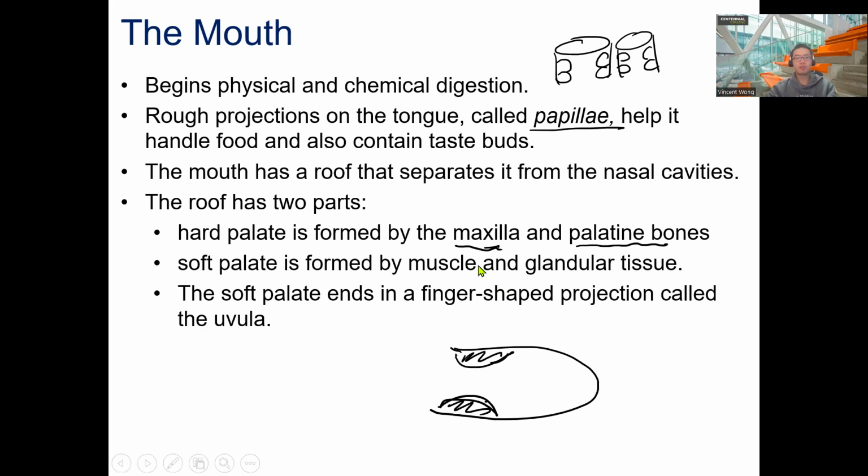But the soft palate is formed mostly by muscle and glandular tissue that secretes mucus, creating a mucus lining coating. And the soft palate ends in a finger-shaped projection called the uvula. It's not the first time we talk about the uvula, right? The uvula is that thing that dangles at the back of your throat, and it seals up the nasal cavity when we are swallowing, so food doesn't end up coming out of our nose.